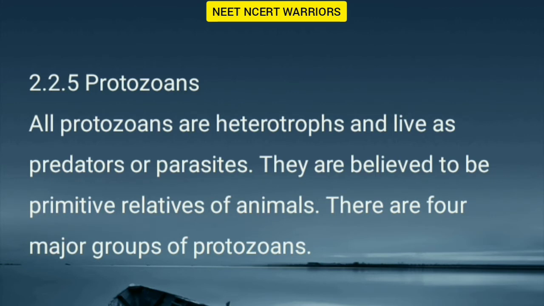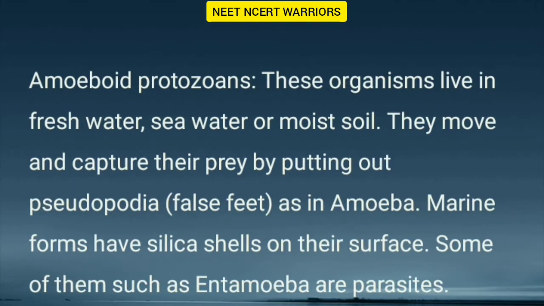Topic: Protozoans. All protozoans are heterotrophs and live as predators or parasites. They are believed to be primitive relatives of animals. There are four major groups of protozoans. First one, amoeboid protozoans. These organisms live in freshwater, seawater, or moist soil. They move and capture their prey by putting out pseudopodia, or false feet, as in Amoeba.